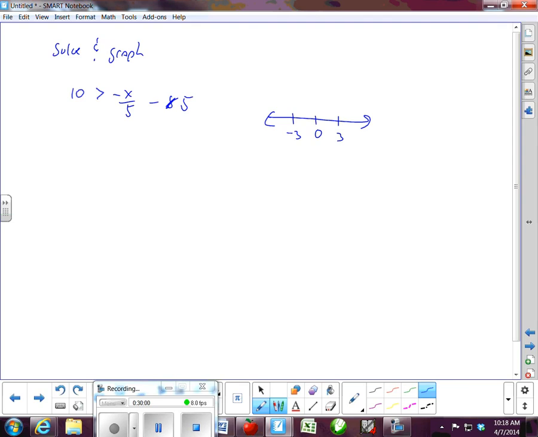Ooh, faulty thinking there. We better fix that. How about this? That's much better. All right, graph it on that number line.